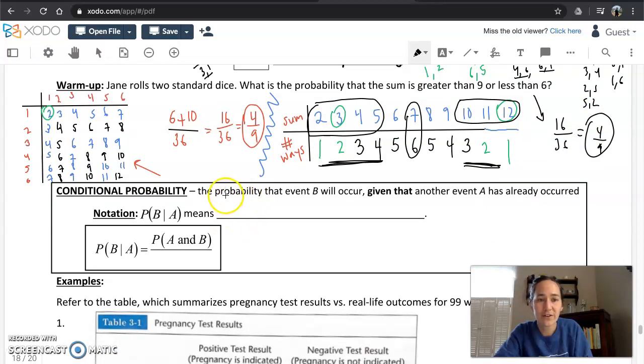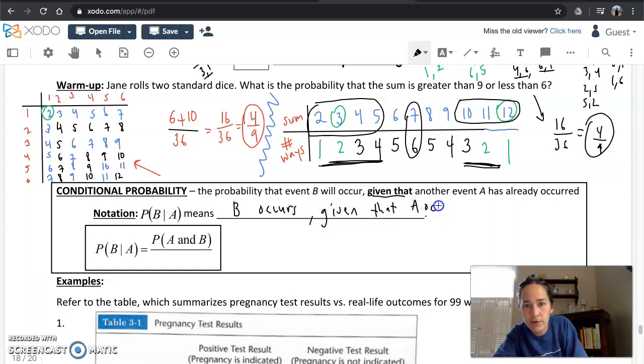Now, today, we start talking about conditional probability. The probability that some event's going to happen given that, that's the key word, another event A has already occurred. We saw this with the multiplication rule where we needed to alter a probability when we had an "and" question given that another event already happened. So this notation, P(B|A), just to refresh, means B occurs given that A occurred. Given that A already occurred. Like that with the line through it. And that's the probability of that happening.